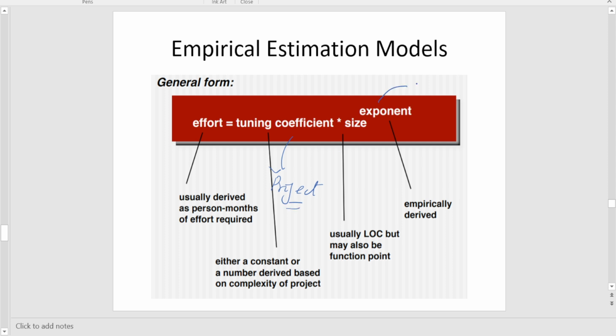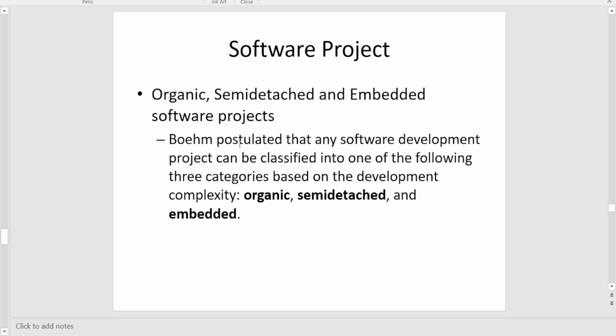Likewise, the exponent also depends upon the project. And this size generally is in LOC or the function point. Generally LOC means KLOC. KLOC is the default value of the size, and this can be effort or this can be the development time. You can have time also here, you can also have effort here. Basically these two things.